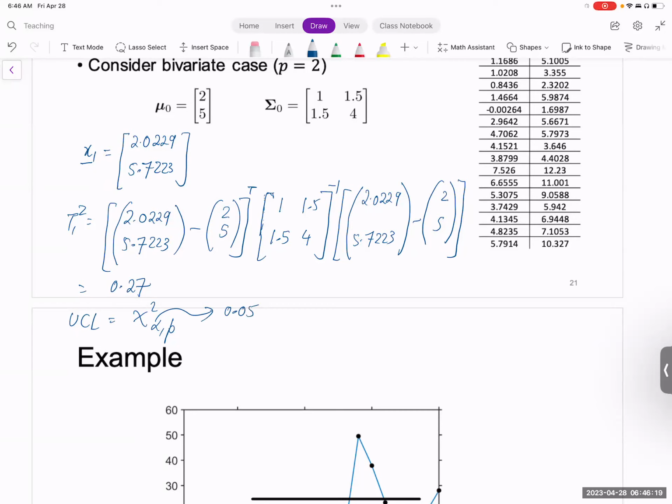P is 2. So you can compute chi square 0.05 comma 2. This is equal to 5.99. And that's pretty much it. That's all that you need for a multivariate control chart.